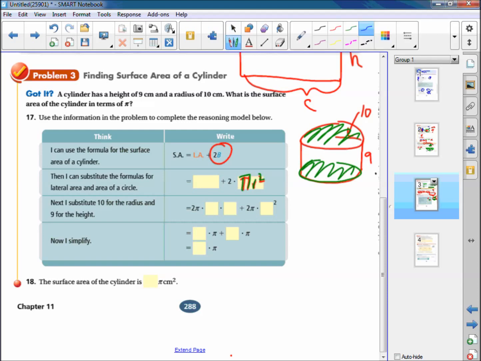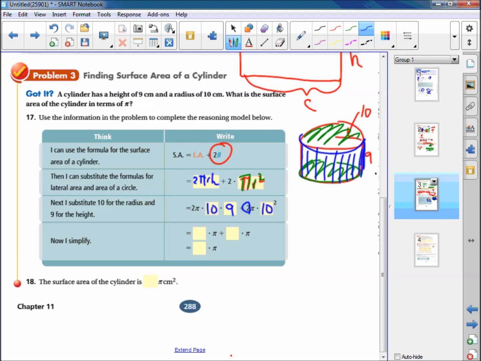And then we have to find the lateral area, and the lateral area is the height times the circumference, which will give us that big rectangle that goes around. So this will be 2 pi r h. So 2 pi r will give us our circumference times the height. Okay, and that's the area of that rectangle that we would get if we unfolded the lateral area of the cylinder. So we're going to get 2 pi times 10 for our radius and 9 for our height. That gives us the lateral area. And 2 pi times 10 squared, this will give us the area of the 2 bases. Not just one, but both of them.